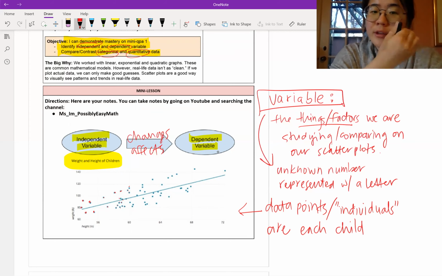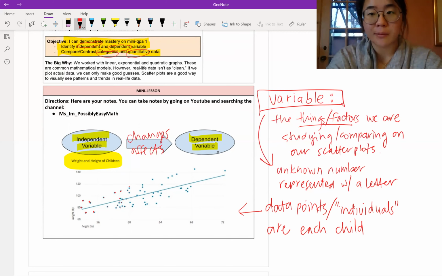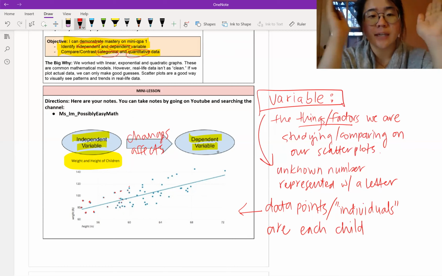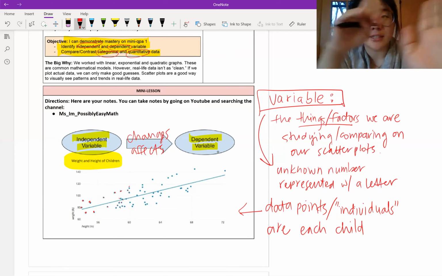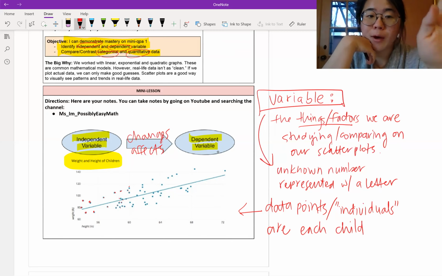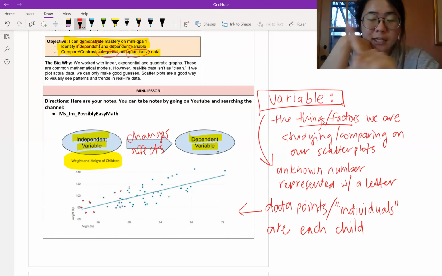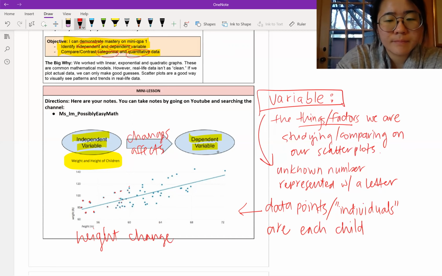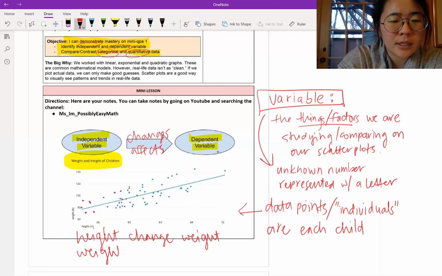Now, there are different ways we can understand this. You could do this just conceptually, right? So usually if we're thinking about weight and height, which one changes what? Does height change weight or does weight change height? In this case, you want to pause for a second and think about what changes what. Does height change weight or does weight change height?